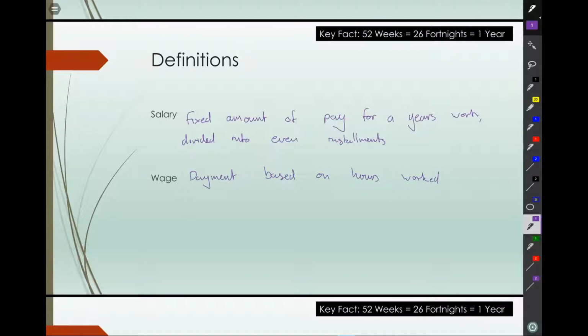A good example here would be your teachers are all paid salaries. It doesn't matter if we do more work around report time or say maybe less work in the last week of term. We get paid the same amount every fortnight because we're paid a salary for the whole year. Whereas if you guys have a part-time job, say waiting tables at a cafe, you're probably only paid for the hours that you worked, and if you don't get work, you don't get paid.